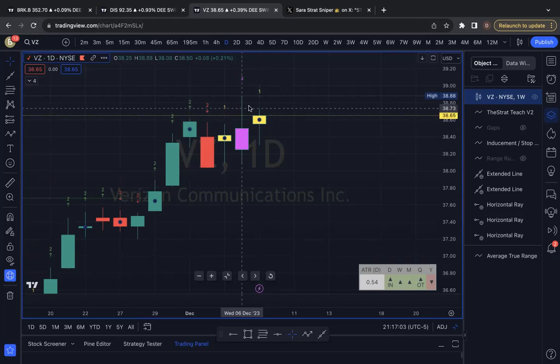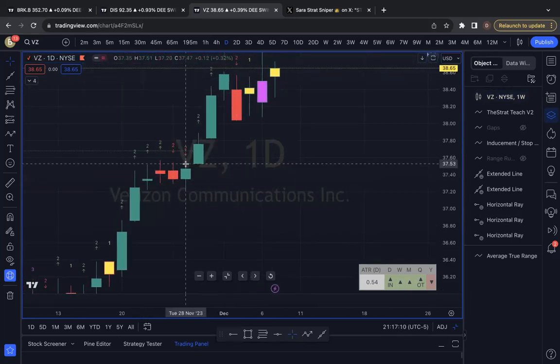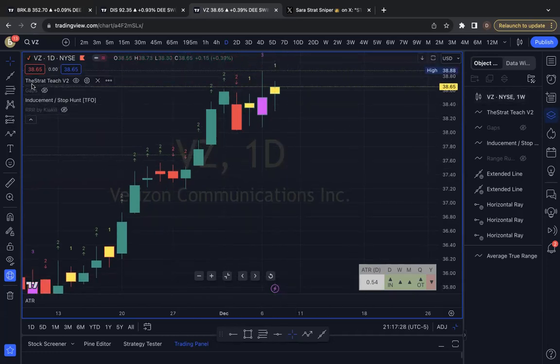So our inside candles do not break the high or the low. Our directional candles, which are our twos, mean it breaks one side. If it's a two up, then it broke the high. If it's a two down, then it broke the low. The indicator that I use for these ones, twos, and threes is the Strat Teach V2. I'll give you guys a second to write that down. I'll actually put it in the chat too. Strat Teach V2. So you guys can write that down.